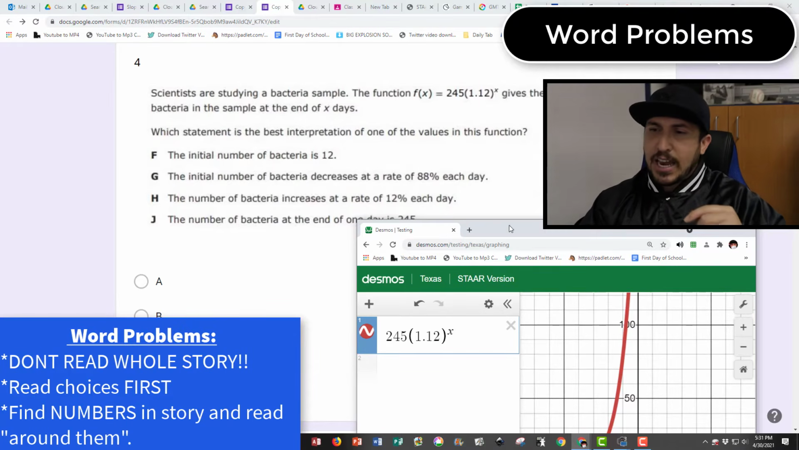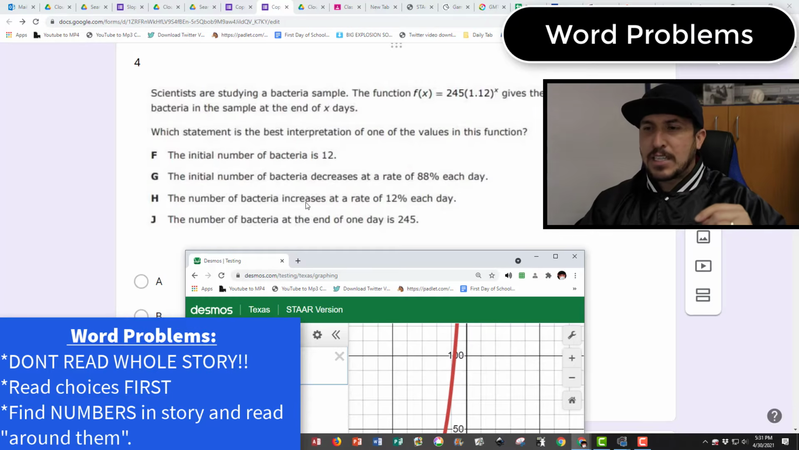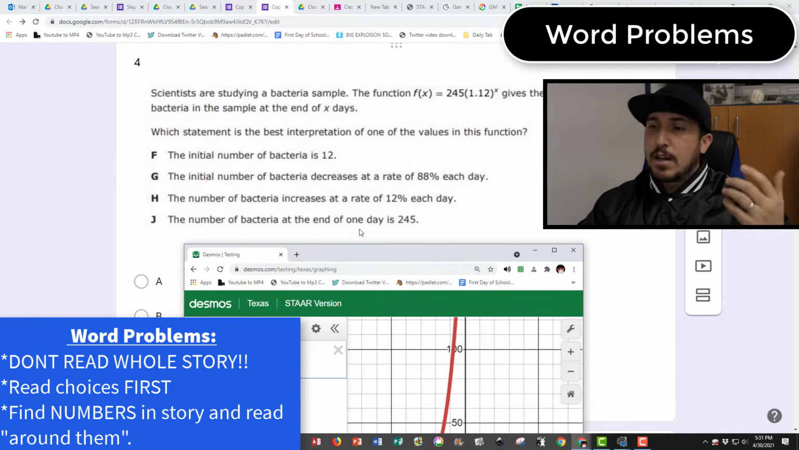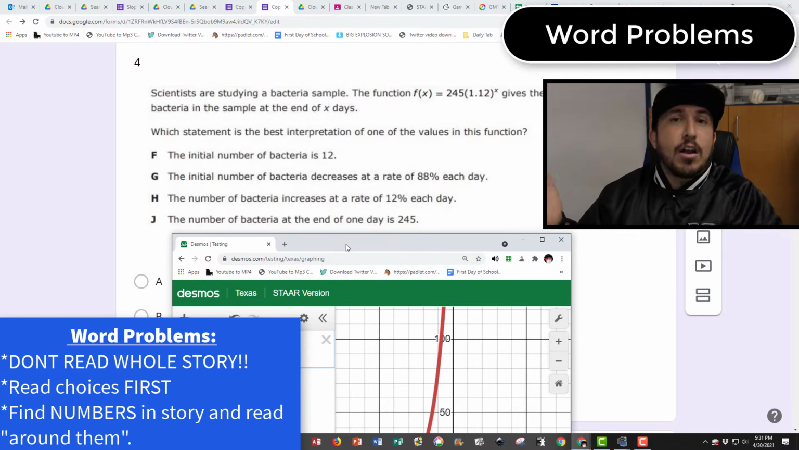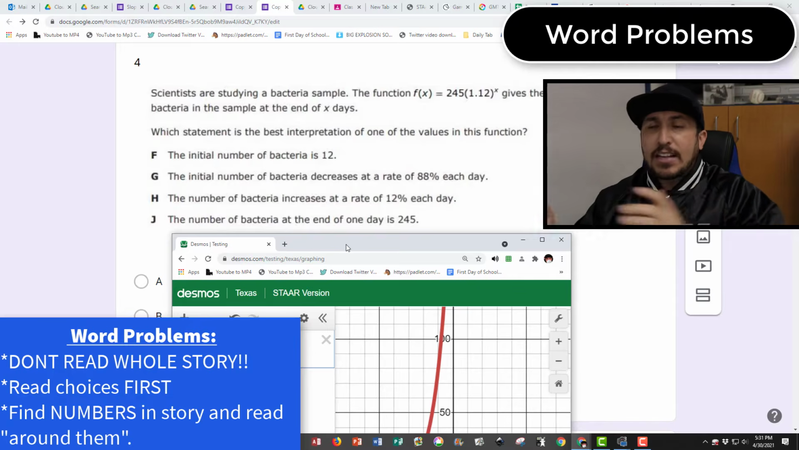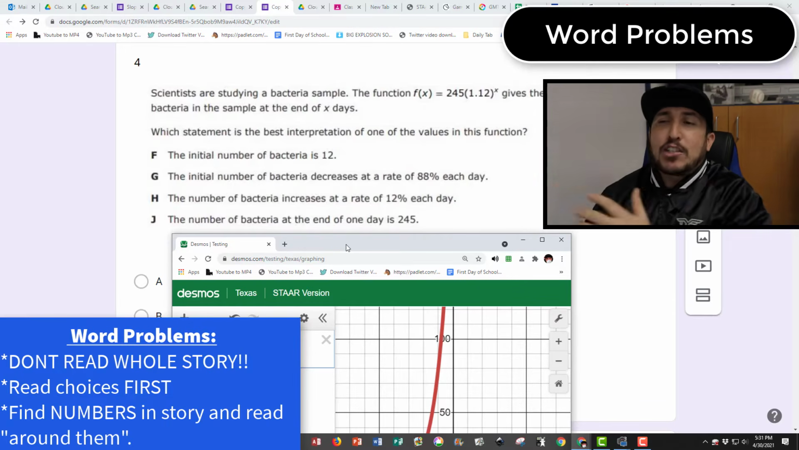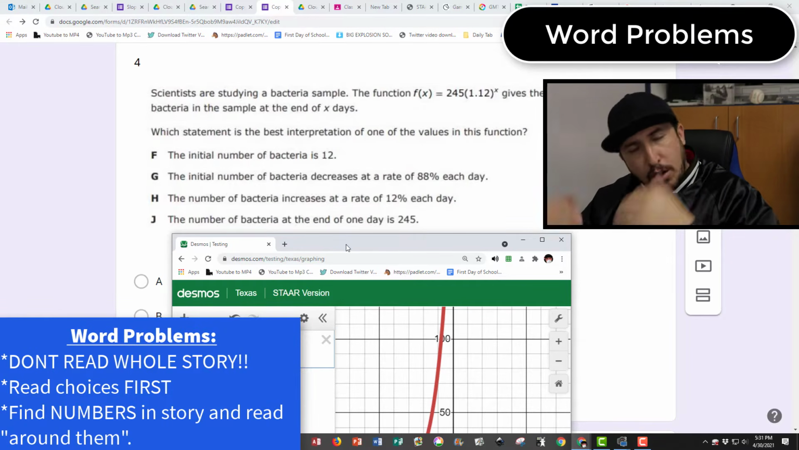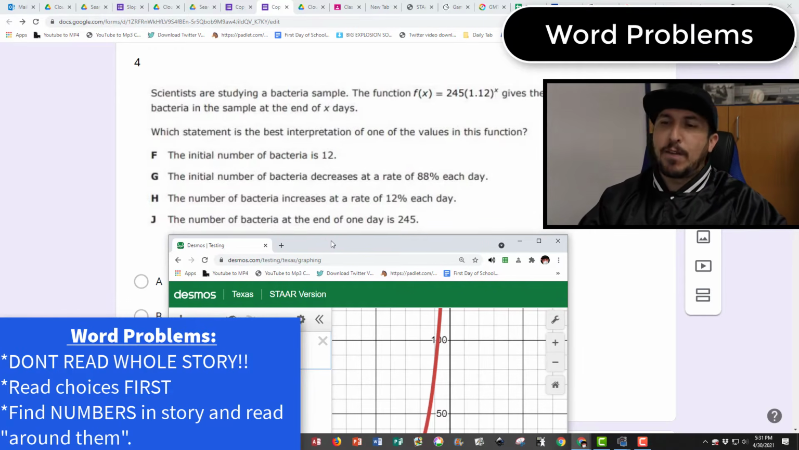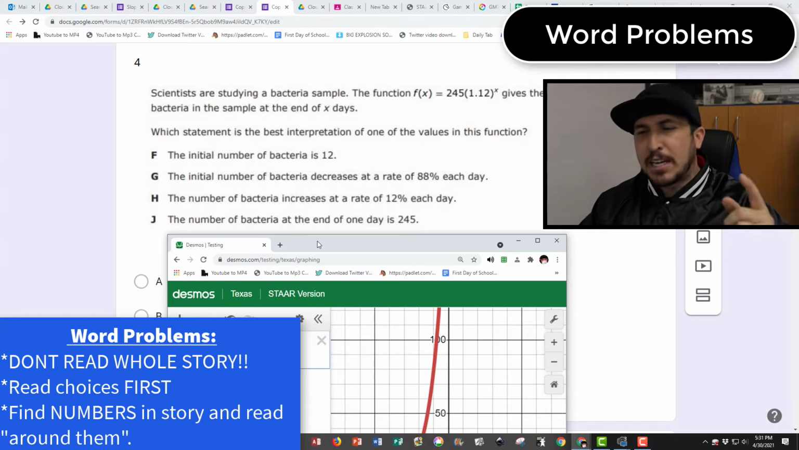Lie. Now we go to choice H. It says the number of bacteria increases at a rate of 12%. Does it increase? According to this graph, it does increase. I don't know what the rate is, but I do know it increases. So I can't scratch it out because that part is true, and I don't know if the 12% is true or not. Let's just go to choice J. The number of bacteria at the end of one day is 245. At the what? The number of bacteria at the what?